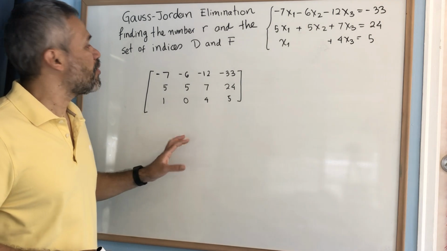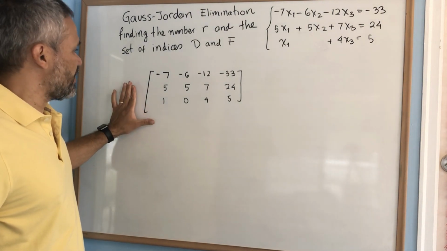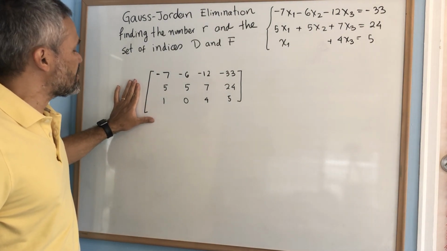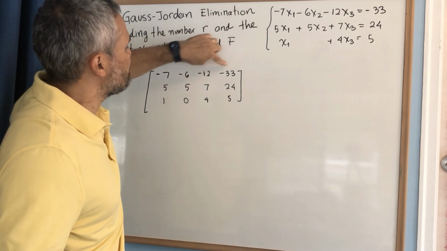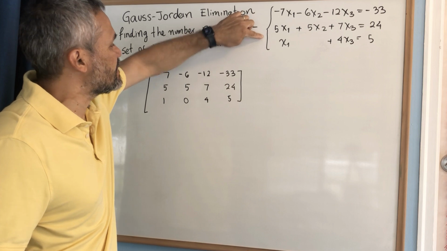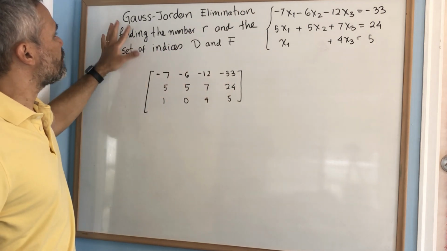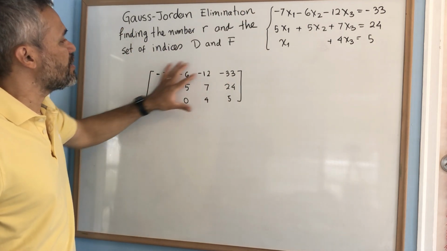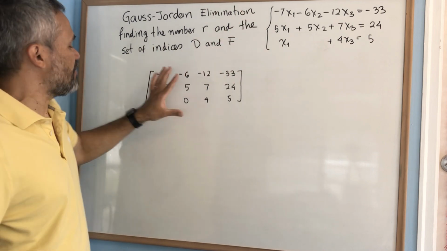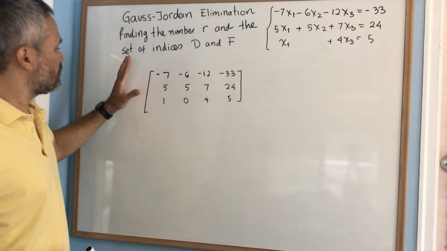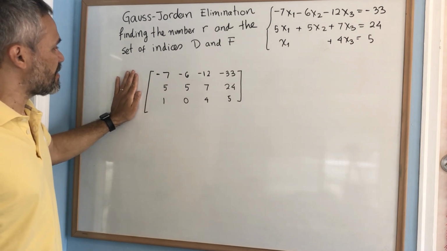Let's do an example of Gauss Jordan elimination. Let's think about this matrix. Notice that this matrix comes from this system. This matrix is the augmented matrix of this system, but the process of Gauss Jordan elimination is independent of the fact that the matrix comes from a system. Then let's just think about this as a matrix and let's start the procedure.